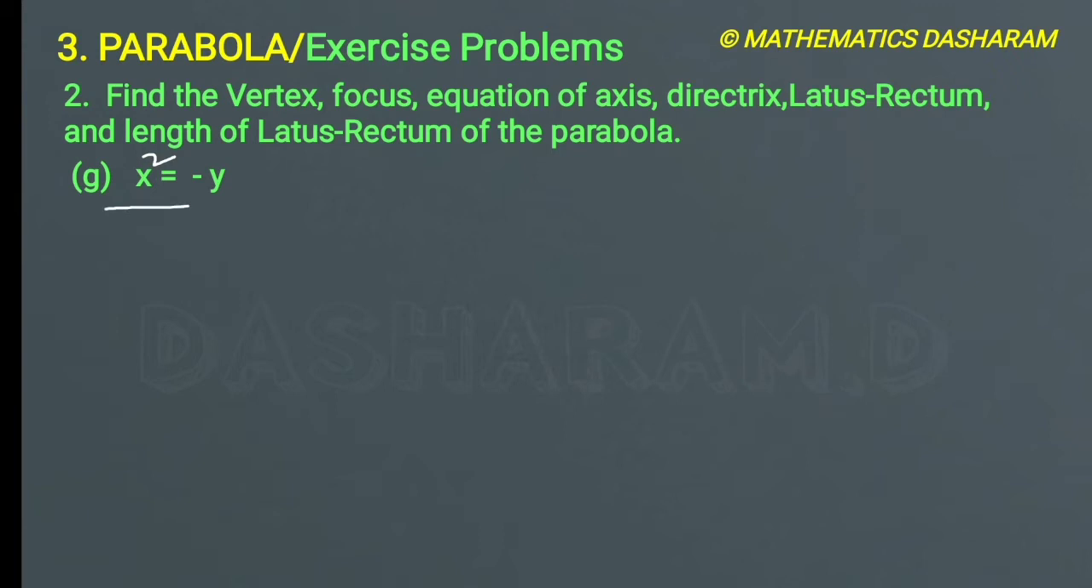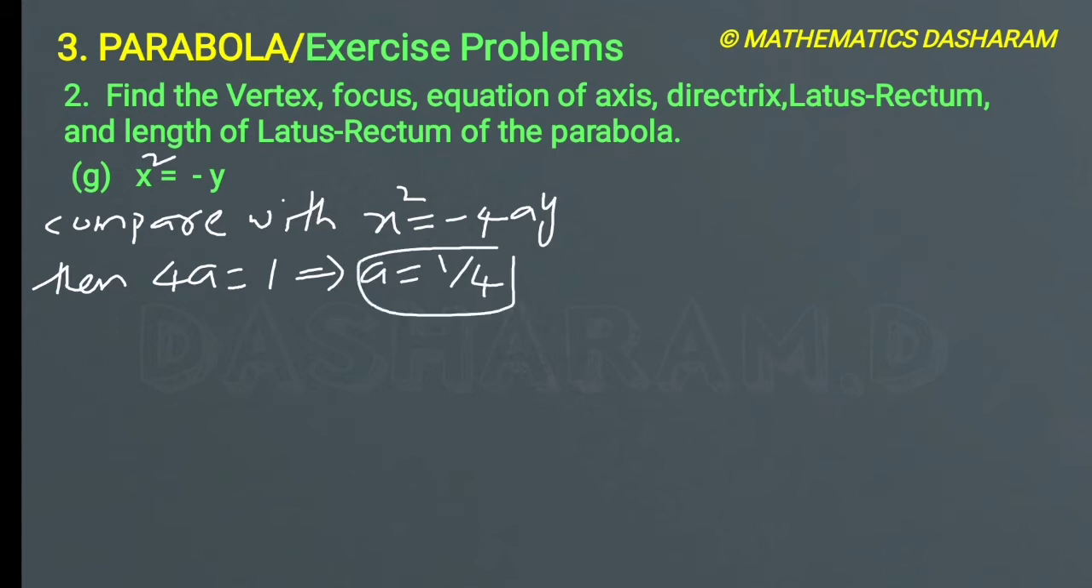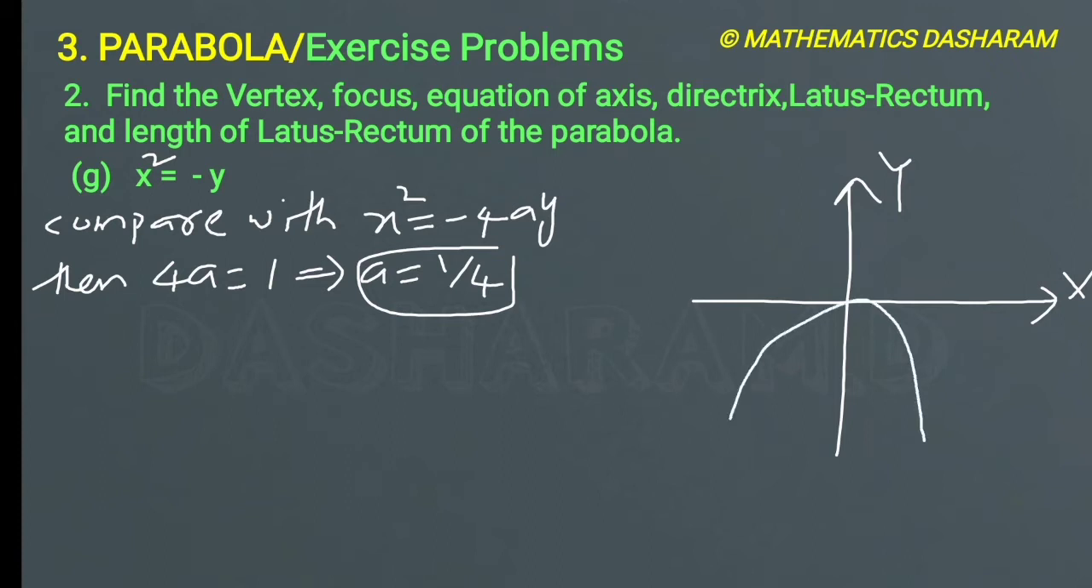Question number G, x square equals minus y. So compare with the standard. The standard form is x square equals minus 4ay. So then 4a equals 1, so then a equals 1 by 4. So here is a diagram. This is the x-axis, this is the y-axis. Here x square equals minus 4ay means a downwards parabola we will get. And its name is x square equals minus y.